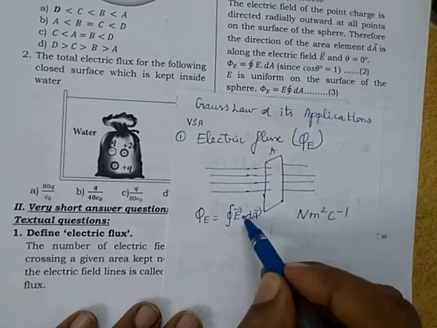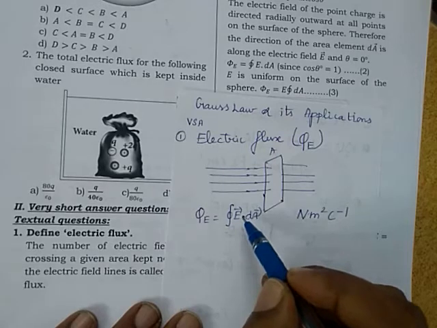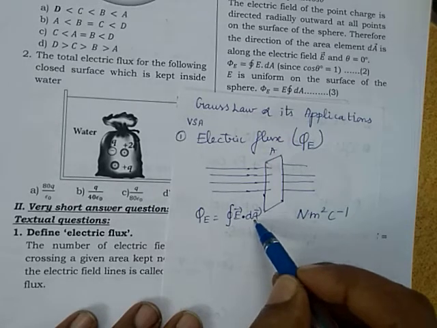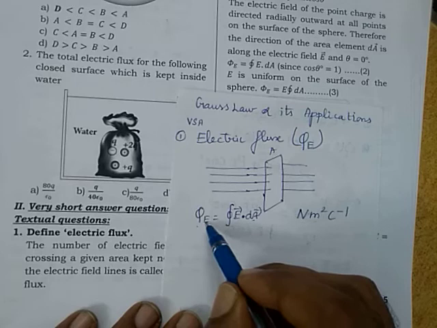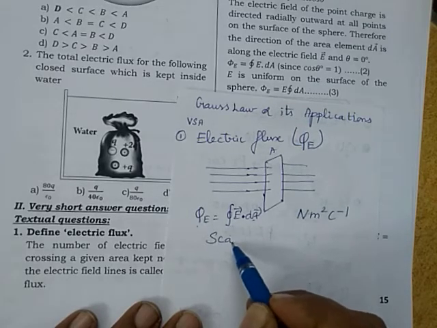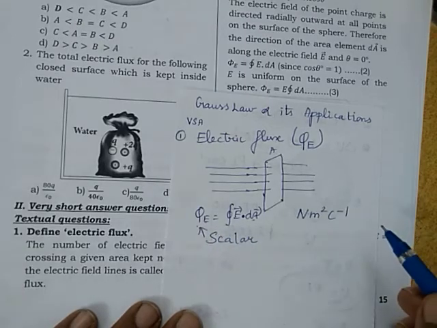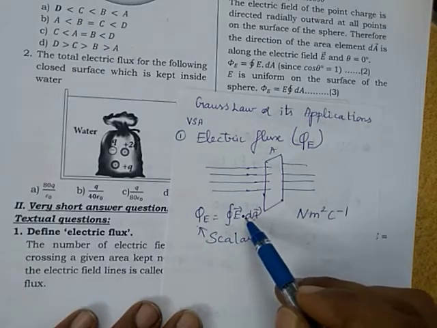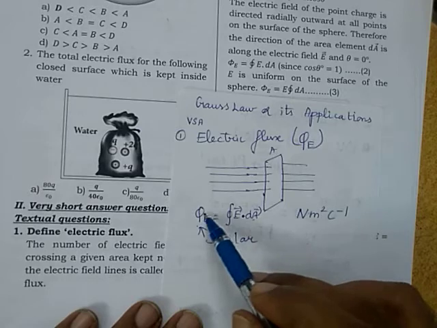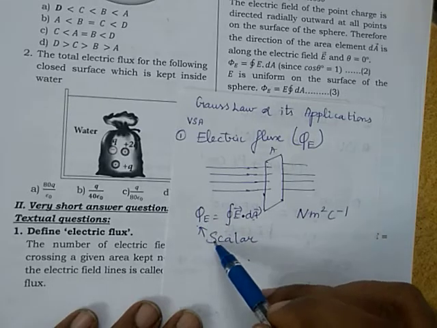Here it is a dot product, dot product of electric field and area vector. So flux is a scalar quantity, because it is a dot product of two vectors, which is a scalar. So flux is a scalar quantity.